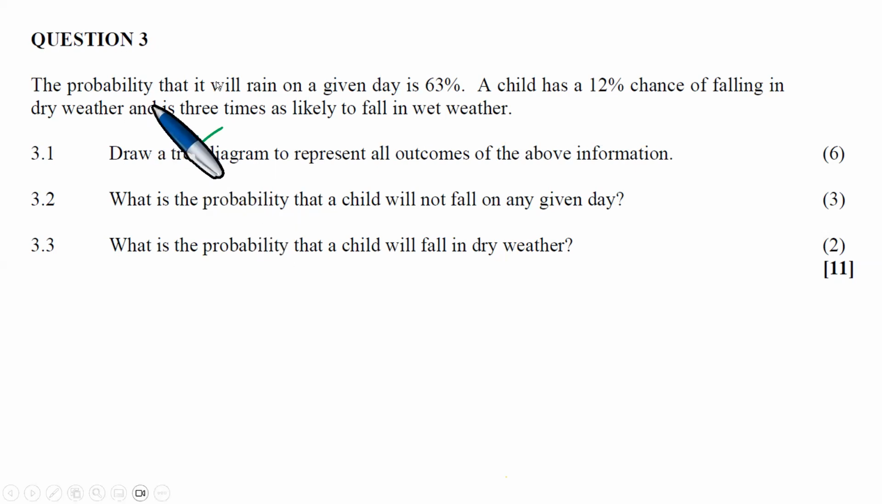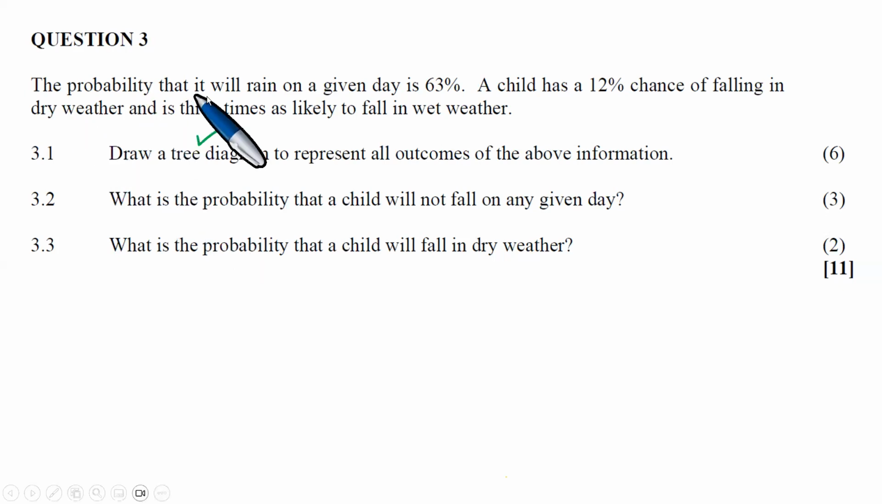The probability that it will rain on a given day is 63%. A child has a 12% chance of falling in dry weather. Let's read this. We'll do it on the next page. I've made enough space available for us to do the tree diagram. But first, let's get a sense of what the examiner is asking, because these are past exam questions. They're not questions I just decided to bring.